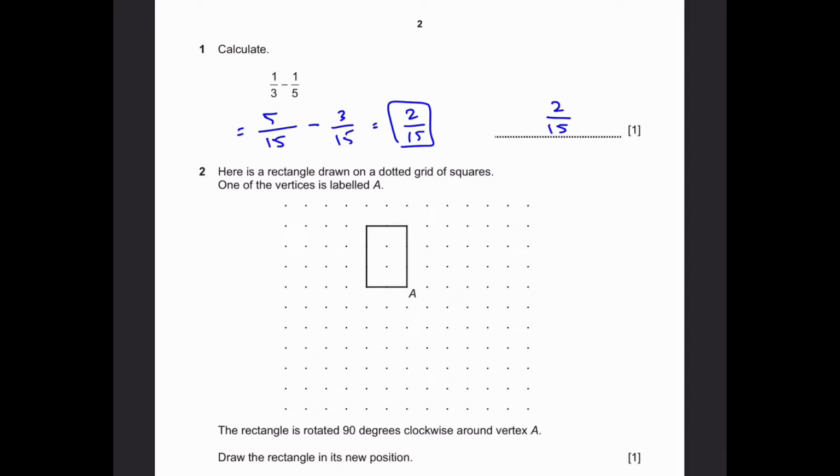Question 2. Here's a rectangle drawn on a dotted grid of squares. One of the vertices is labeled A. The rectangle is rotated 90 degrees clockwise around vertex A. Draw the rectangle in its new position.